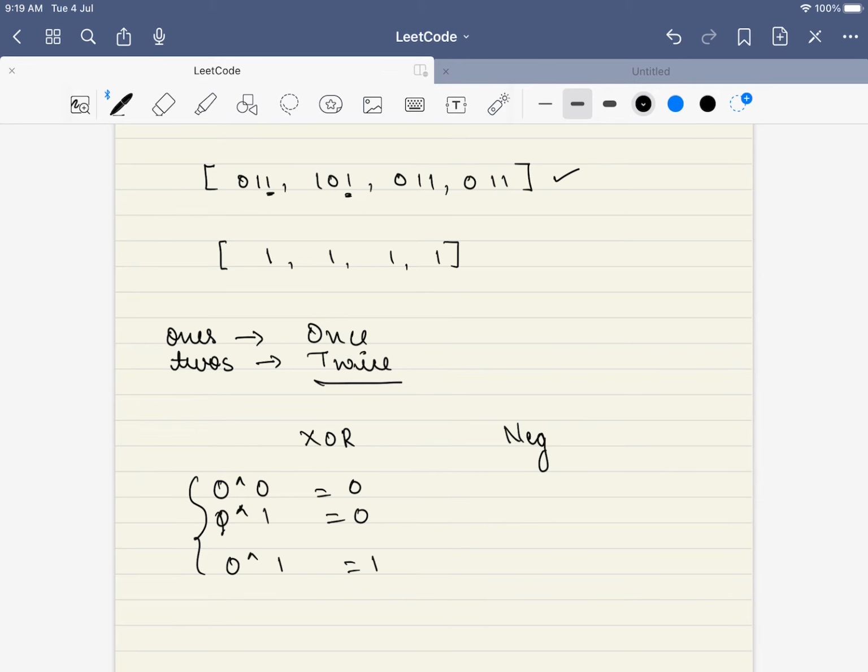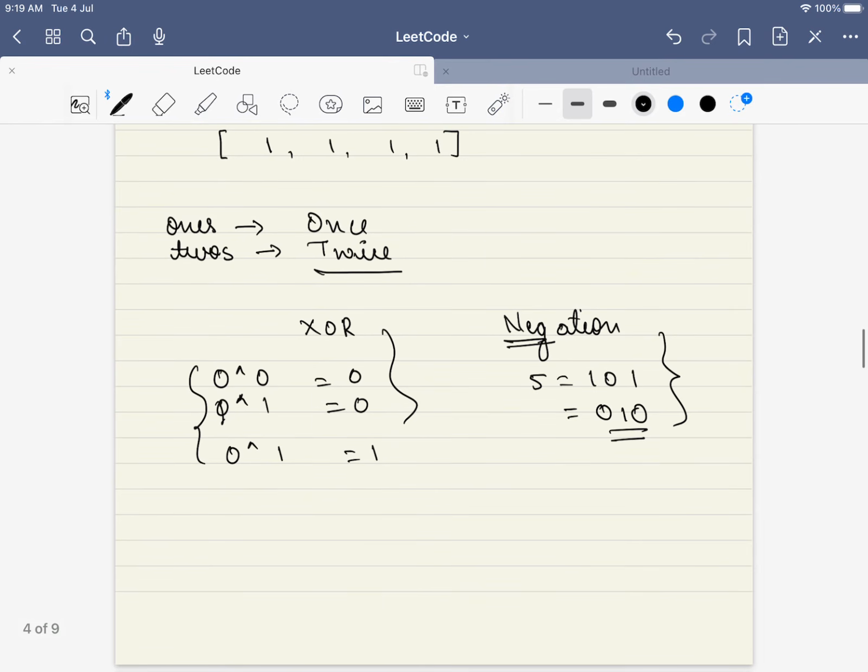The other topic is negation. What is negation? The reverse representation. For example, we have the number 5 that is equal to 101. If you reverse all the bits, that is 0, 1, 0, this will be the negation of that particular number, and this is the XOR. So if you know these two concepts, we can solve this.